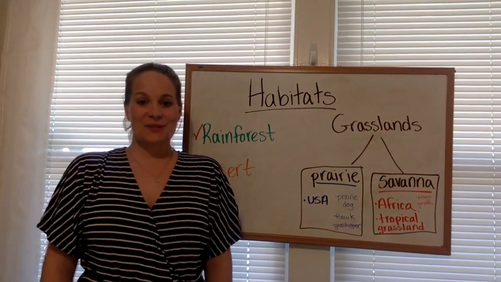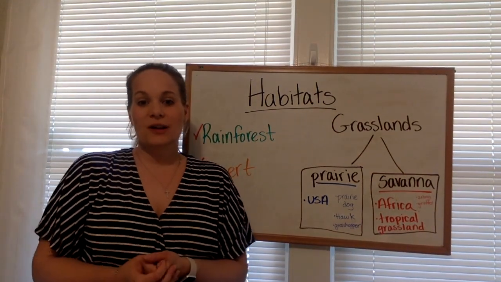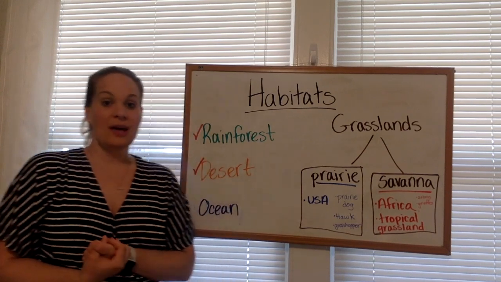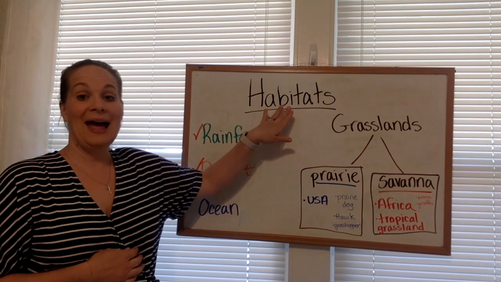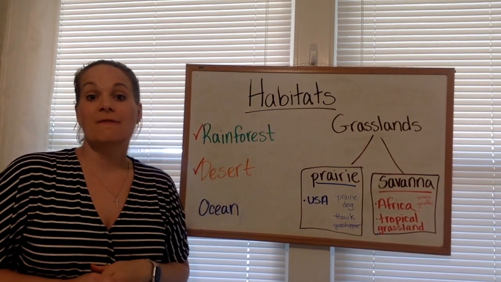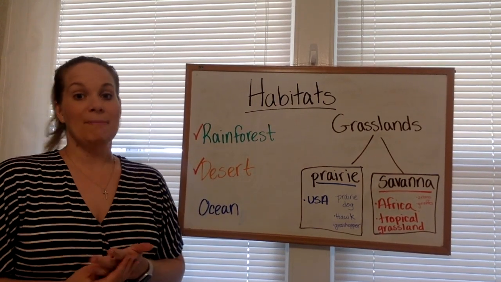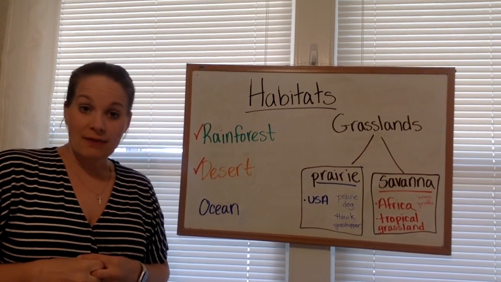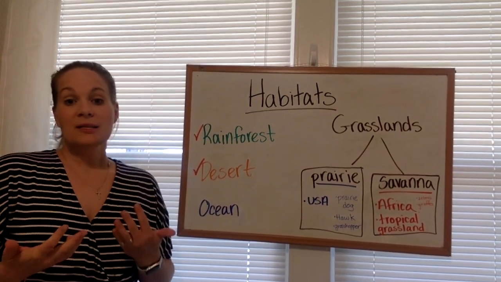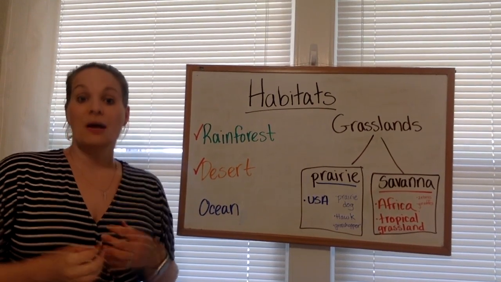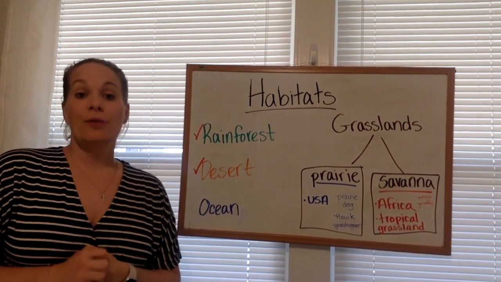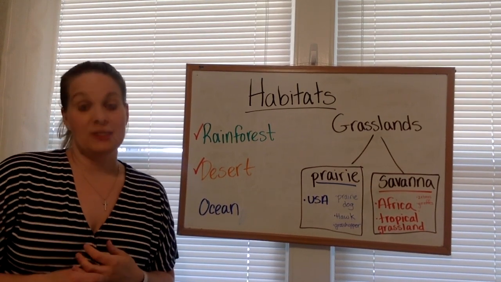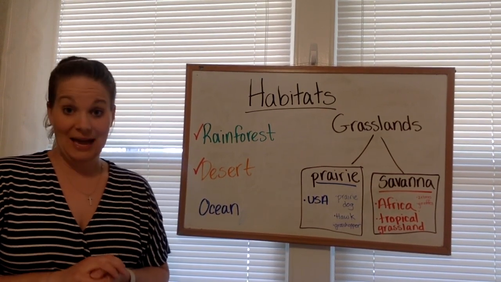Hello, kindergarten scientists. It's Mrs. Shepherd here, and I just wanted to introduce our learning for this week. So the last 2 weeks, we have started learning about habitats, or different environments, or different biomes on Earth where plants and animals live. And all of these places are important to study so that we understand how they're unique and special and how there are different animals that live in each one of these habitats.